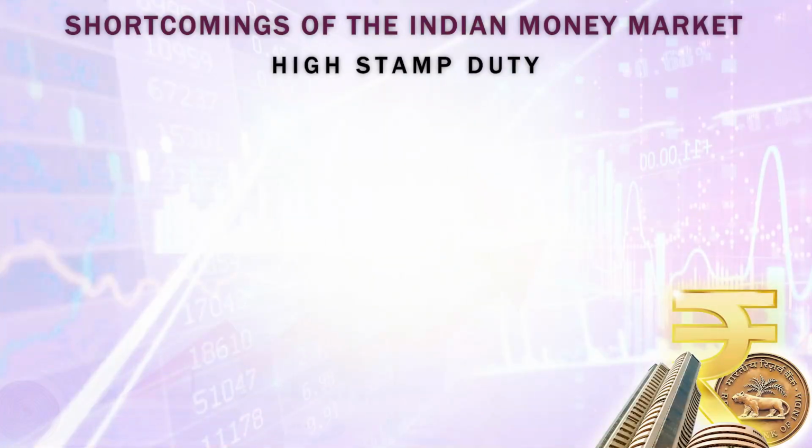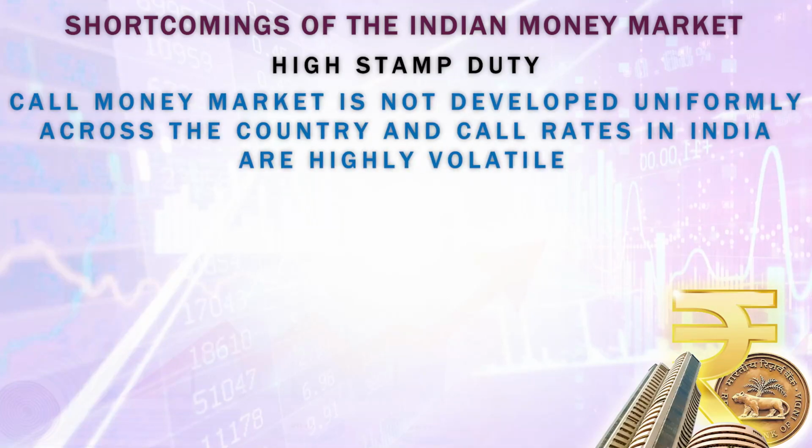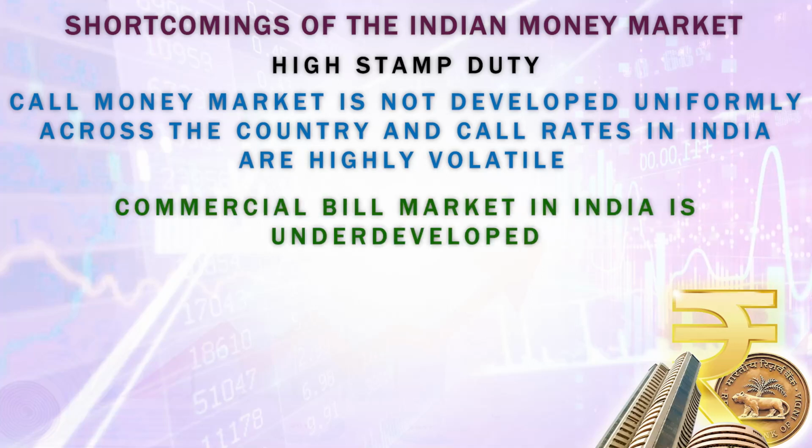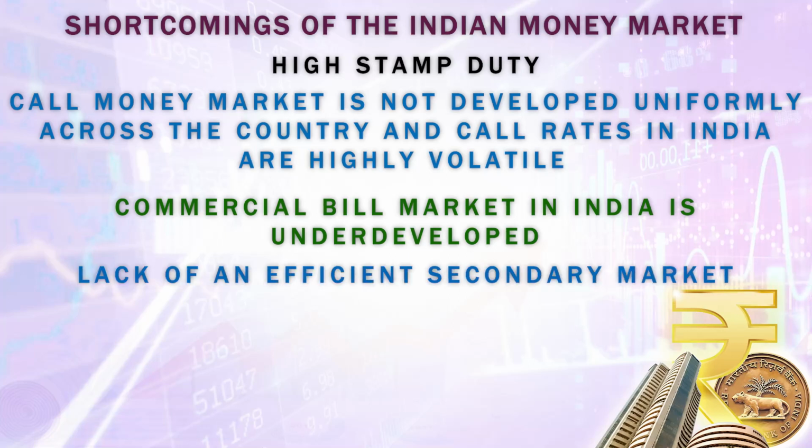The high stamp duty in the money market also limits transactions involving stamp duties. The call money market, as we have already mentioned in our previous discussion, has not developed uniformly throughout the nation. There is a problem of coordination and high fluctuation of the call rate. The call rates are highly volatile. The commercial bill market is also not developed, for certain reasons I have already discussed in this connection. There is a lack of secondary market. That is another important problem in the Indian money market.